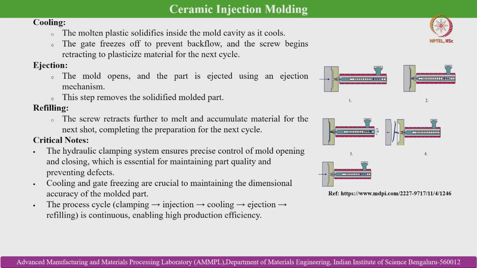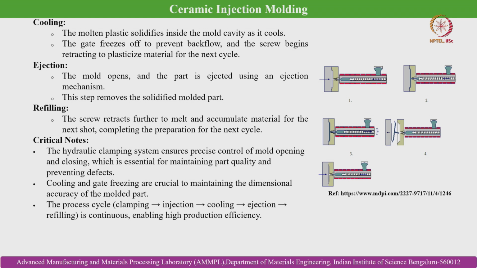We have discussed all of it, which is again shown here in the form of a schematic. In cooling, the molten plastic solidifies inside the mold cavity. As it cools, the gate freezes up to prevent backflow, and the screw begins retracting to plasticize material for the next cycle. So, this is what is shown here, and then at the second stage it is the ejection. The mold opens and the part is ejected using an ejection mechanism.